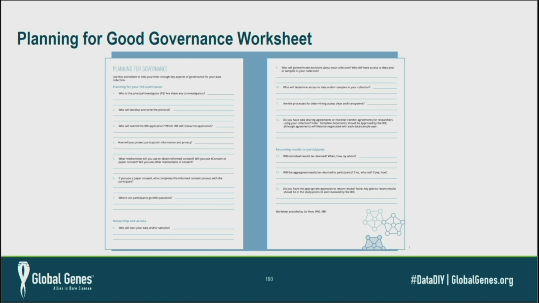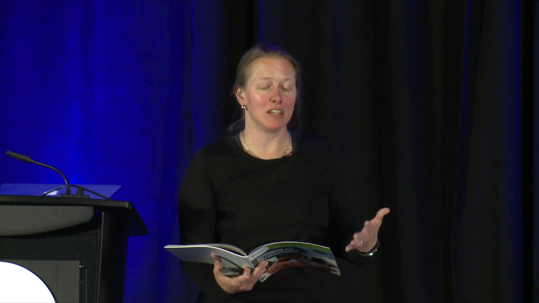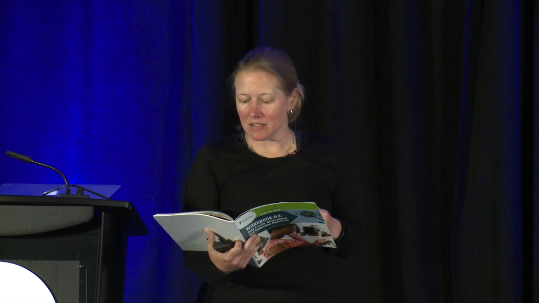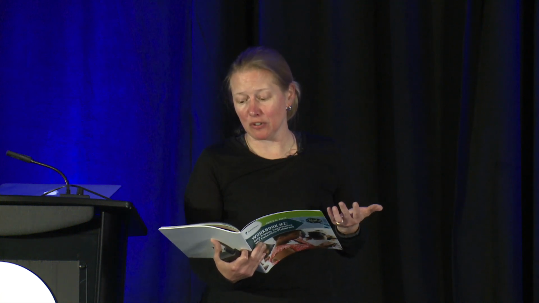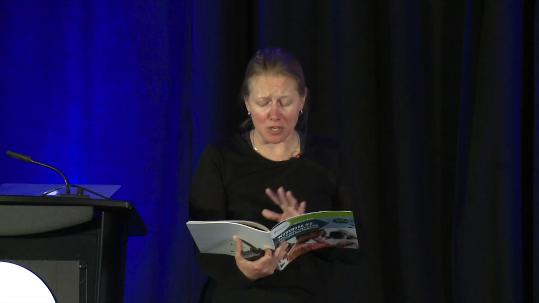Another really important part is ownership and access. Who's going to own your data or samples, and who's going to make decisions about them? Who determines who gets to access them, and what are the processes, and are they clear and transparent? I think that especially for researchers, if they know what's being asked of them to get access, that makes it much, much easier. There also will be data sharing agreements or material transfer agreements that will be part of the IRB. There are example ones out there, and there are probably some additional things you'll want to put in for each project. And they go to the IRB.